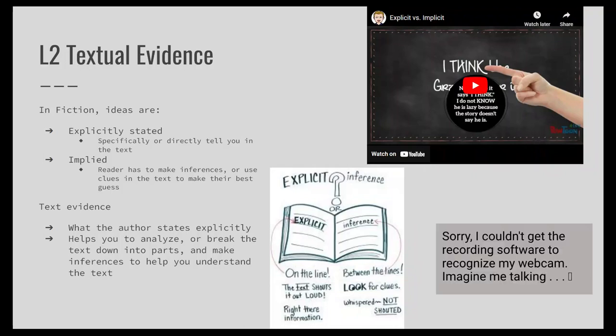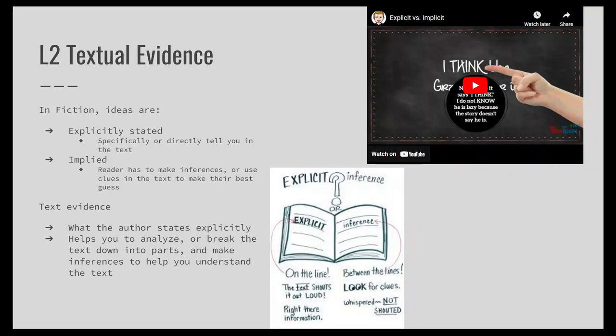In lesson 2, we're going to talk about textual evidence. So in fiction, ideas are either explicitly stated or implied. Remember, the word explicit means that it is directly there. When someone explicitly tells you something, they are giving you direct instructions or a direct explanation of something. So explicit, explain. It's directly right there. I can pretty much copy and paste it from the text right onto my paper.